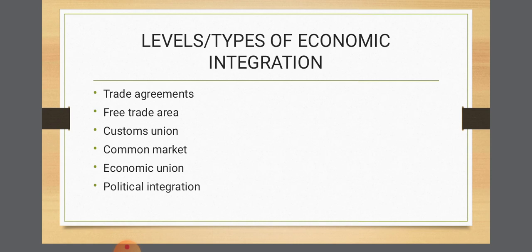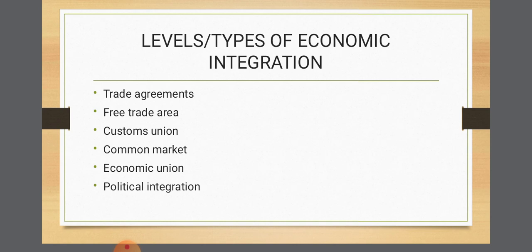It is actually the unification of the economies of two or more nations into an international economic entity. That means when two or more nations come together or join together to form one international economic entity, it is called economic integration. Now this integration can be in two ways. One can be negative integration and the other can be positive integration.